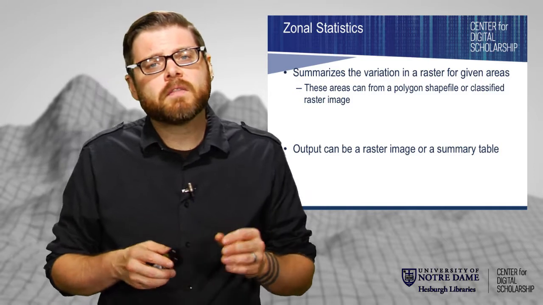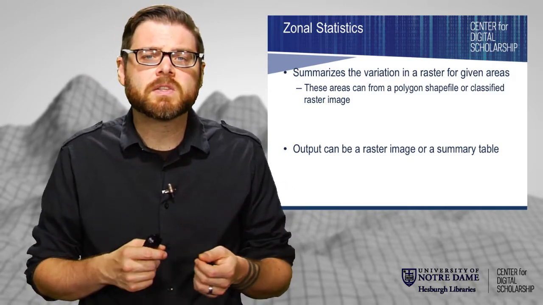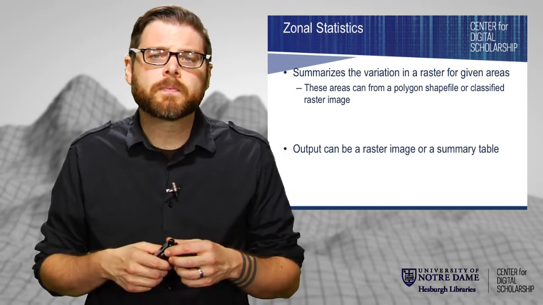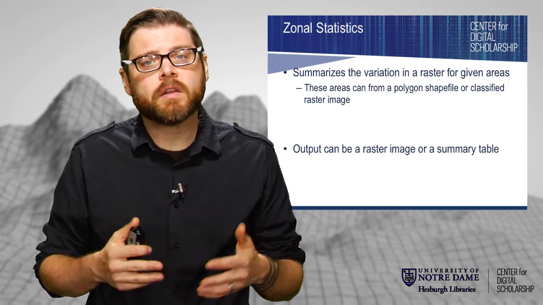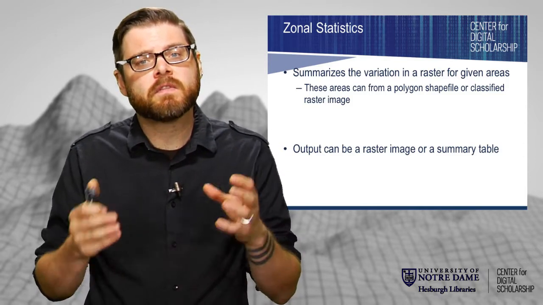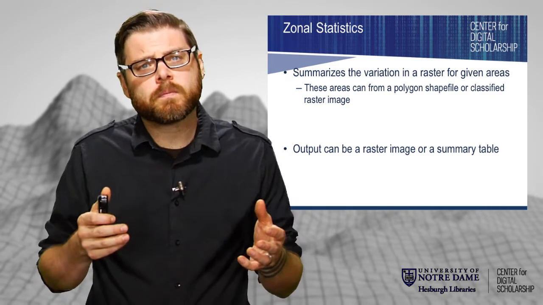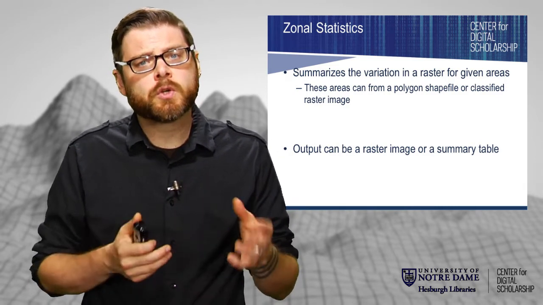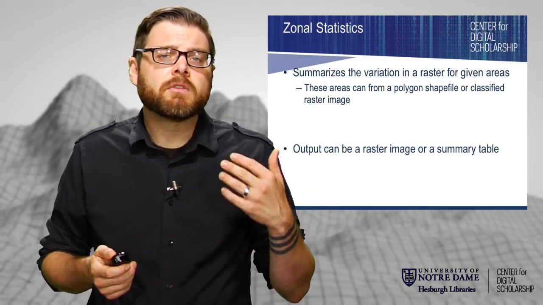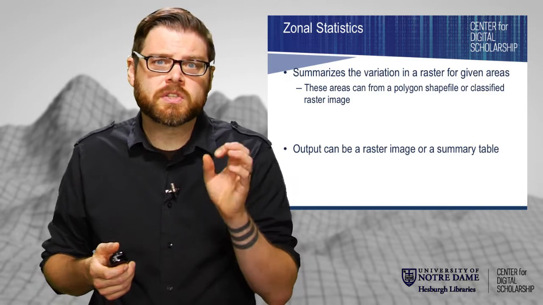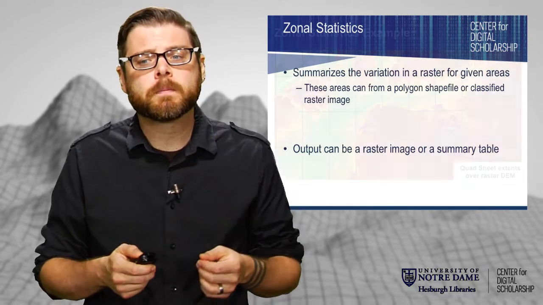Now another type of analysis that we can do, which is somewhere between a vector analysis and a raster analysis, is something called zonal statistics. Now zonal statistics essentially summarize the variation in a raster based on the areas that we give it from either a vector model or a classified raster. So these are more commonly done with polygon shapefiles, but you could do them with some sort of classified raster if you really wanted to. Now the output is either going to be a new raster image that just summarizes that value across the entire area, or it's going to be a summary table for you.